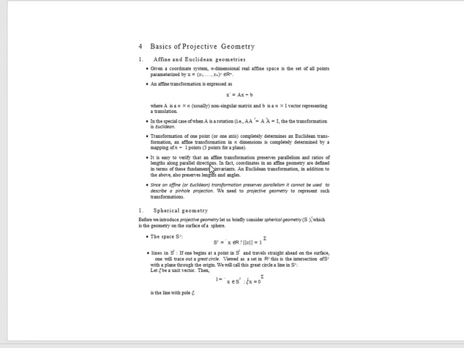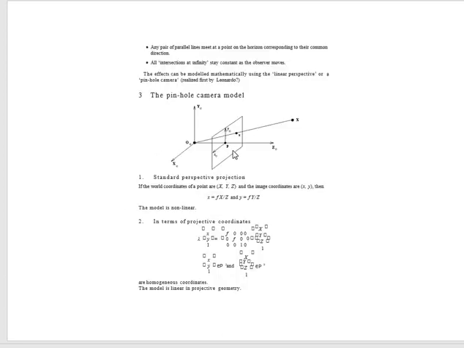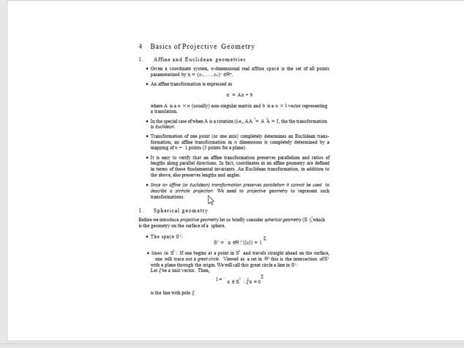and a Euclidean transformation, in addition to the above, also preserves length and angle. Since an affine or Euclidean transformation preserves parallelism, it could be used to describe the pinhole projection, which we are going to describe. We need projective geometry for such transformations. So first we are discussing spherical geometry.